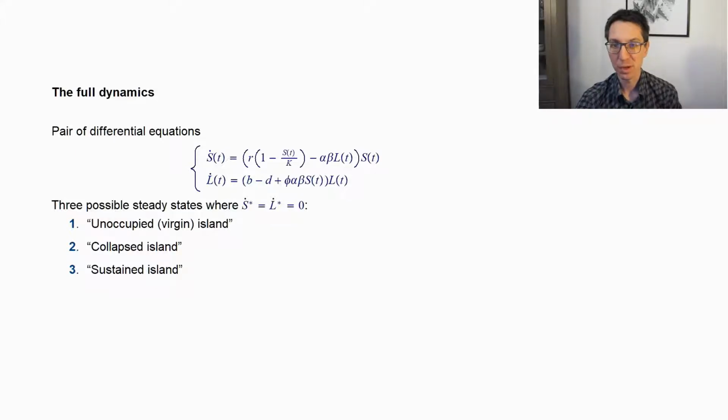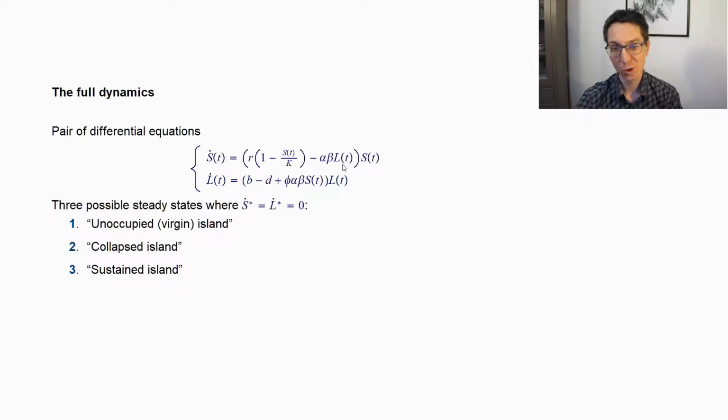It's now possible to describe the full dynamics of the system. The whole predator-prey interaction is described by a pair of differential equations. We have the dynamics of the stock of resources S, which is actually the prey, and the stock of population, which is L. As we have seen, the stock of resources increases with the natural growth, which is this part, R times 1 minus S_t over K, minus the harvest, which is alpha beta L_t, and harvest, of course, is a function of the population on the island.